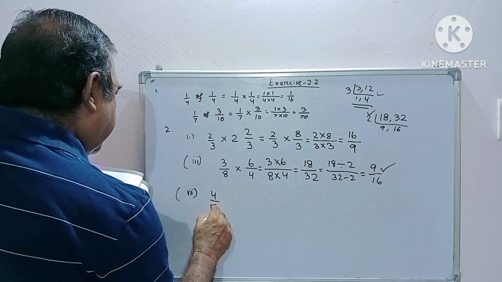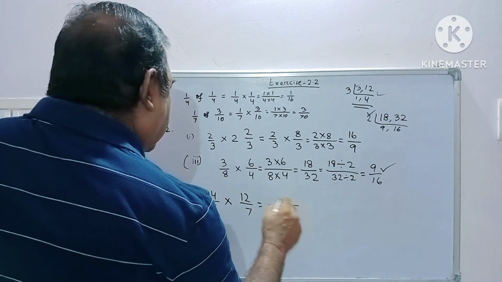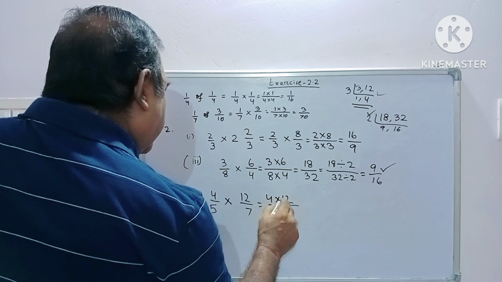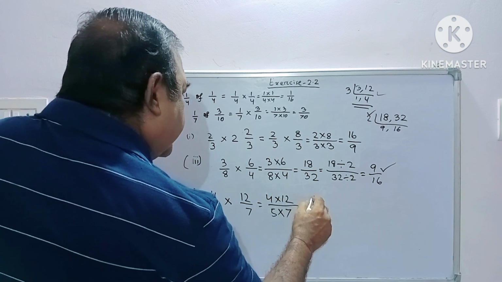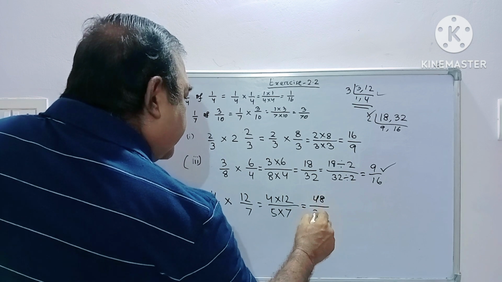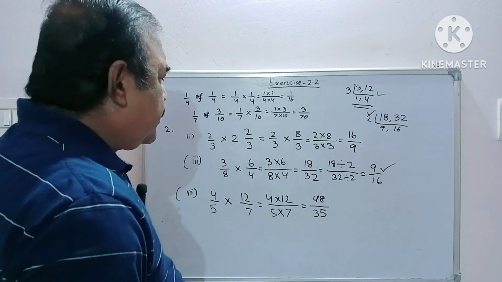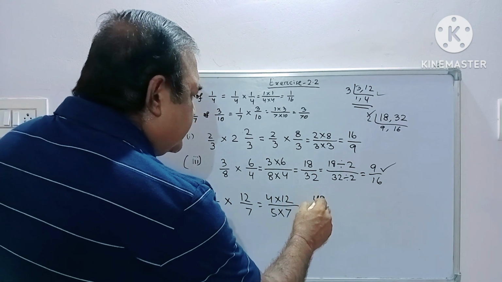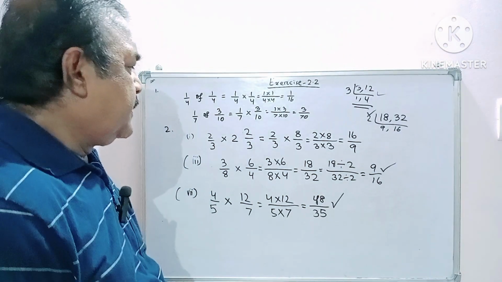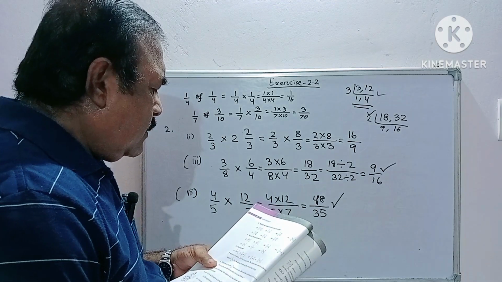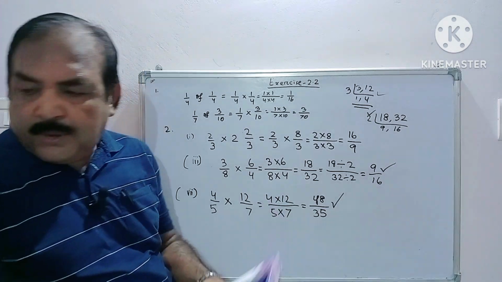4 upon 5 into 12 upon 7. That is equal to 4 into 12, numerator into numerator, divided by denominator into denominator. You see, 12 fours are 48, divided by 35. And you see, there is no common factor other than 1. So it is already in the lowest form. So, question number 2 is completed, and we move to question number 3.